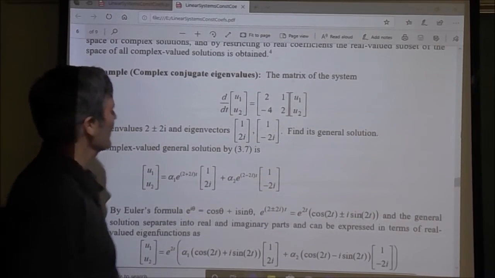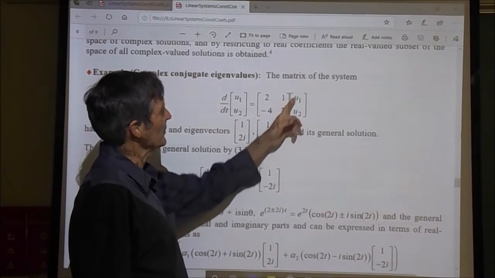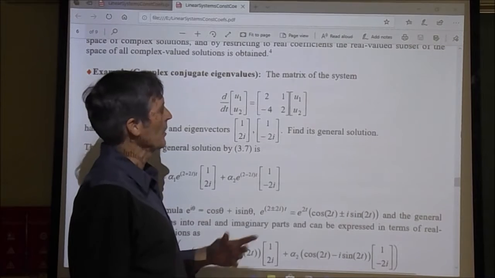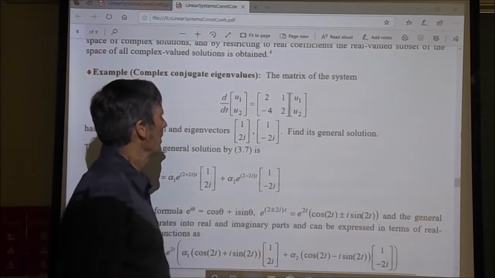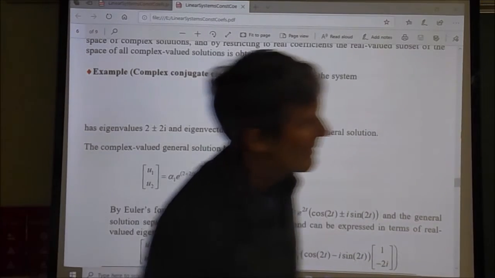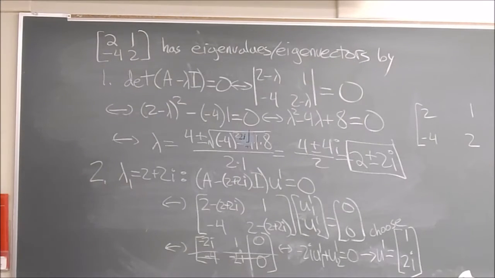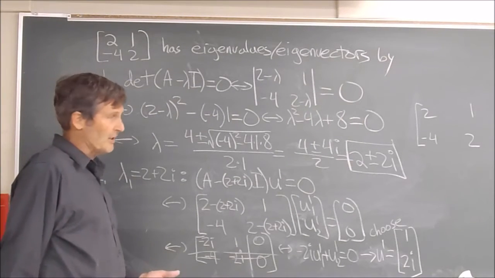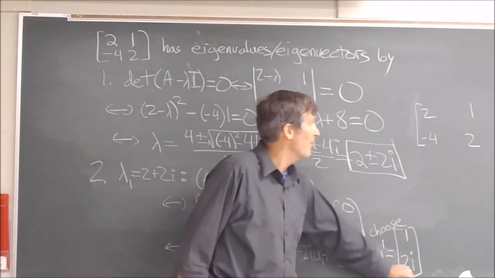How about this system? d/dt of (u1, u2) equals the matrix (2, 1; -4, 2) times (u1, u2). Here's a linear homogeneous constant coefficient system of two equations and two unknowns. If you work this out, maybe I should do it here, huh? We haven't done complex eigenvalues and eigenvectors, but here's how it works. Eigenvalues and eigenvectors are complex conjugates. We find them in exactly the same way. We just need complex arithmetic.